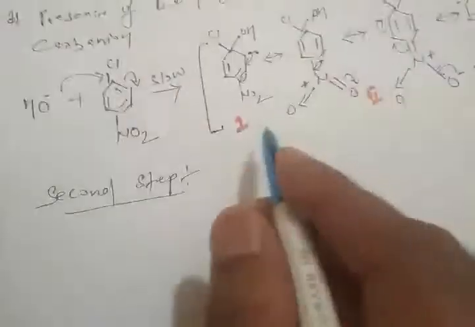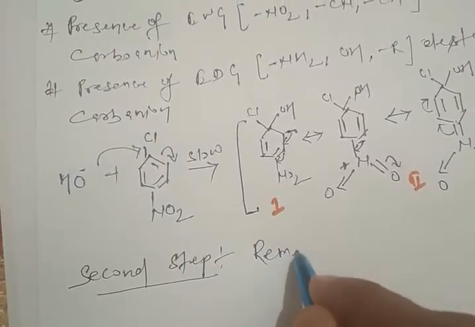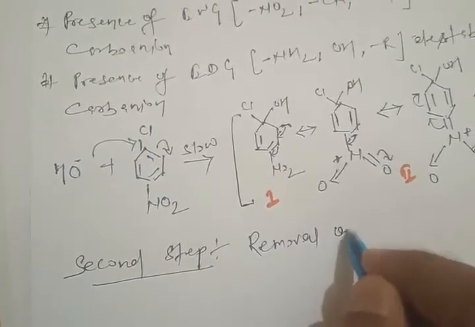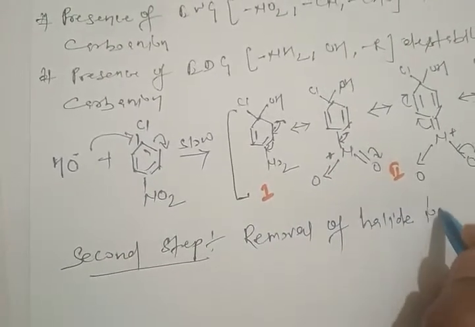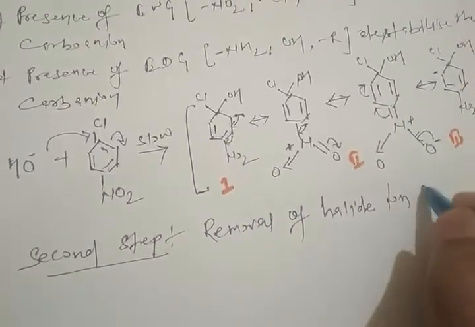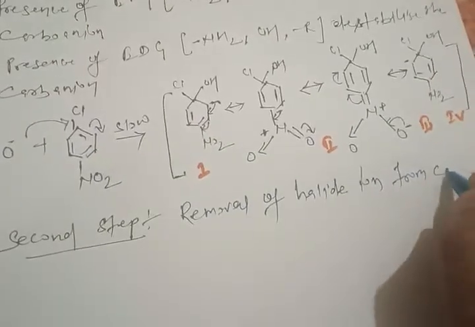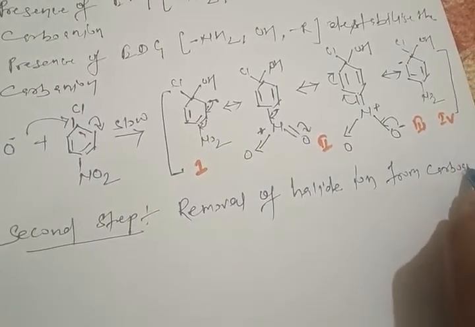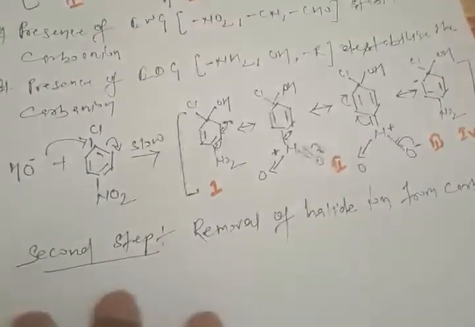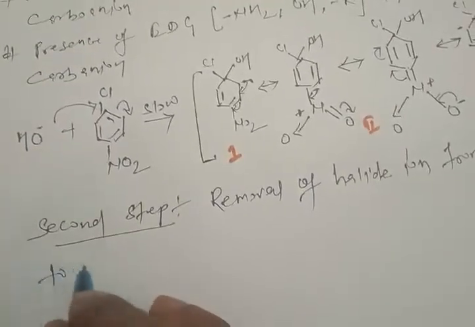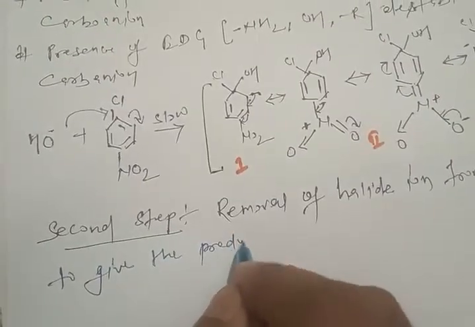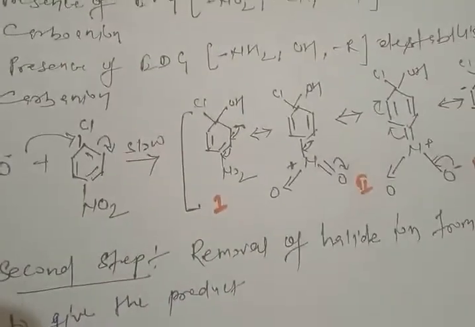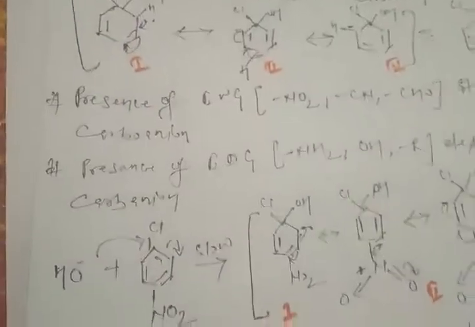So second step is what? Removal of halide ion from carbanion to give the product. Okay, so this is the second step, that is the elimination step. So we will write that step here.